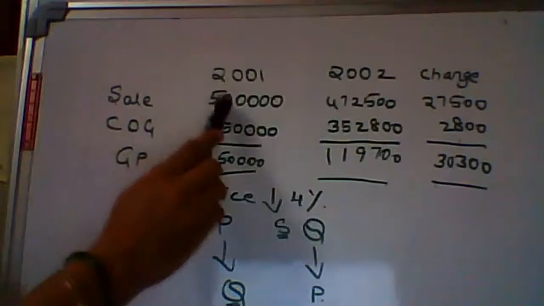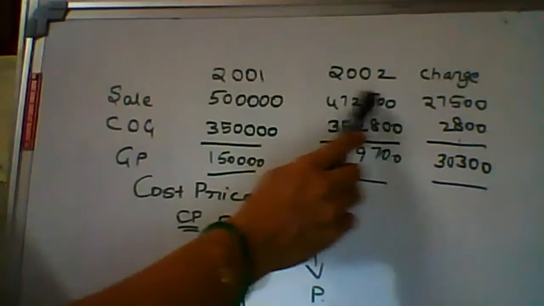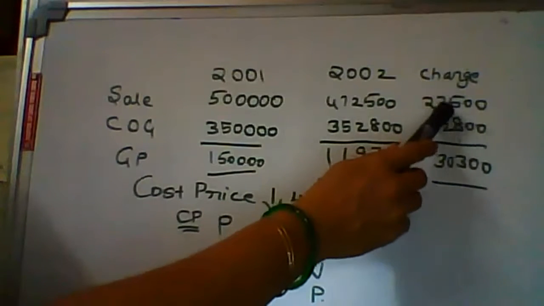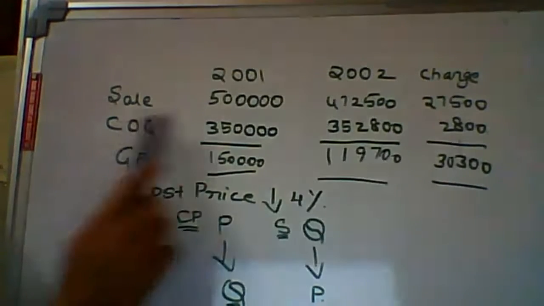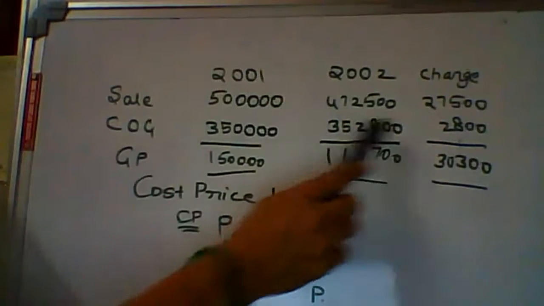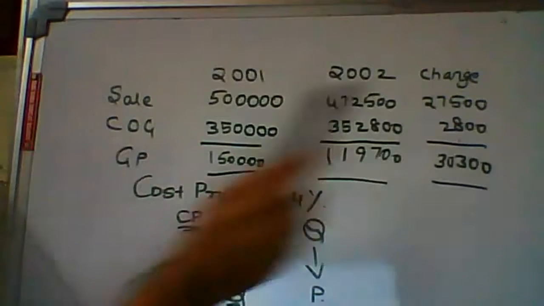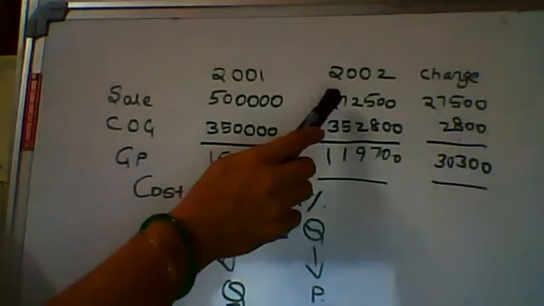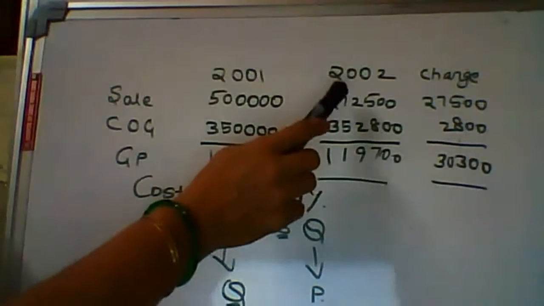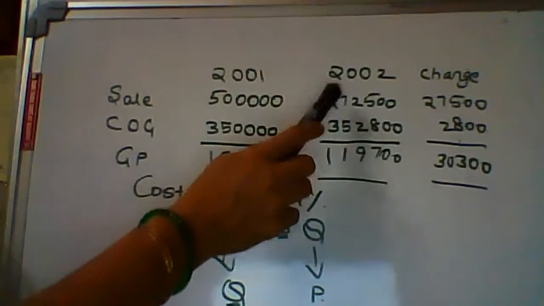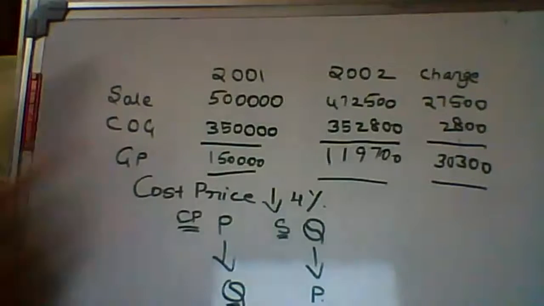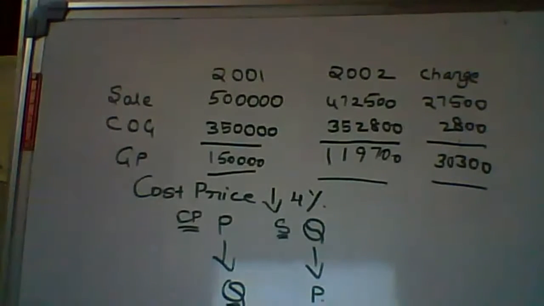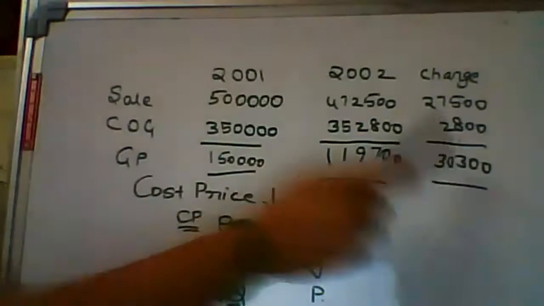Okay, so what is given here to us? Sales from 5 lakhs are reducing to 4,72,500, a reduction of 27,500. Cost of goods sold from 3 lakh 50 is increasing by 2,800. Gross profit is sales minus cost of goods sold. For 2002, I got the gross profit, and then the final change in the gross profit.